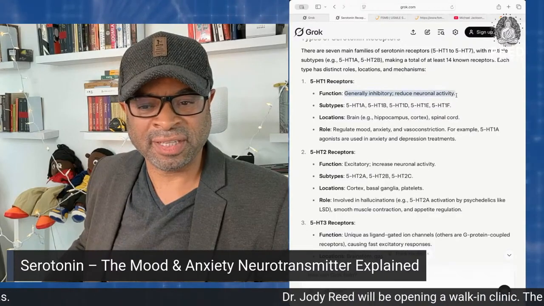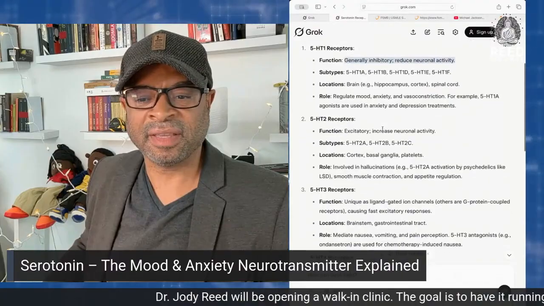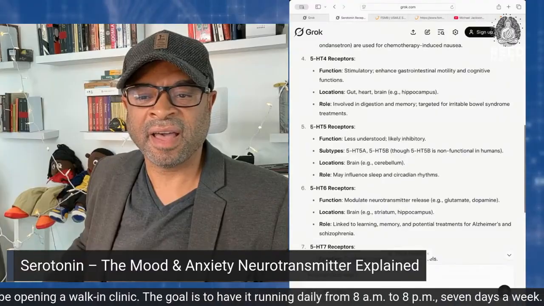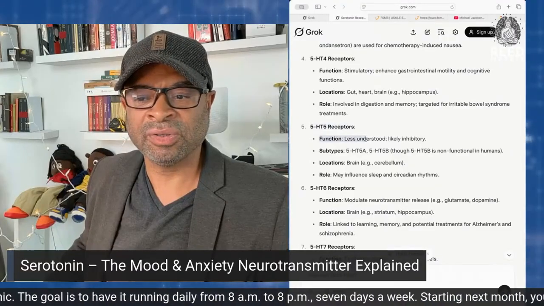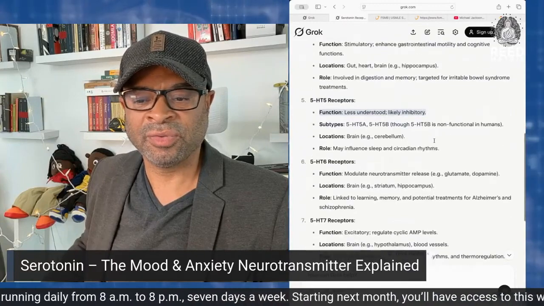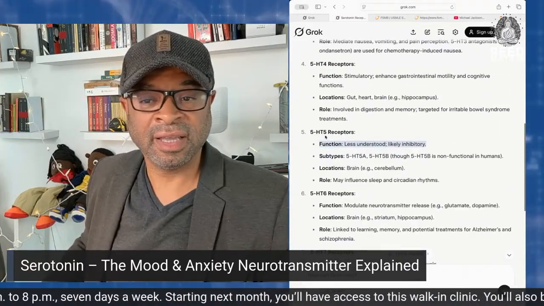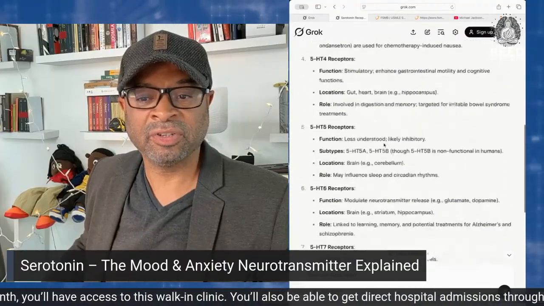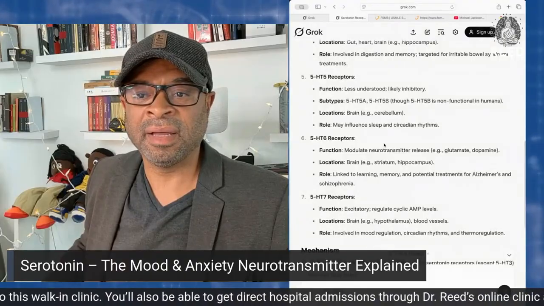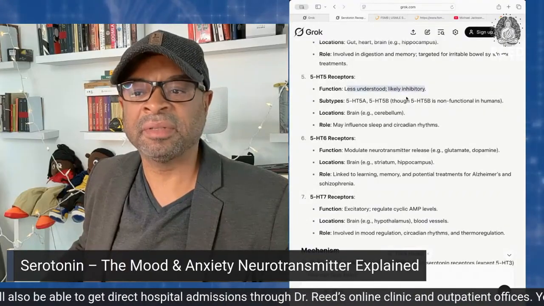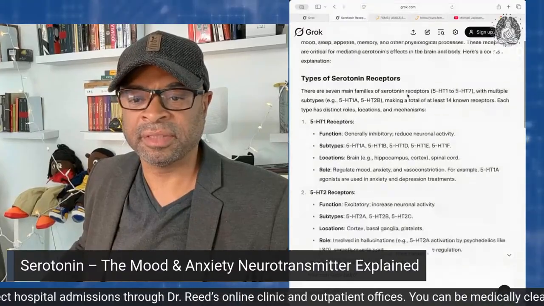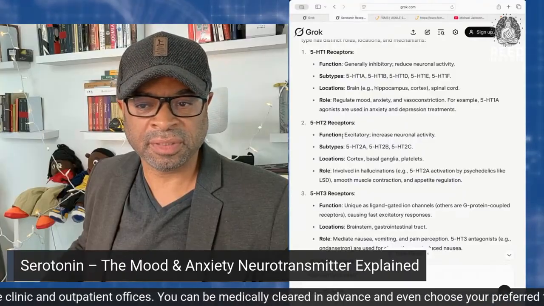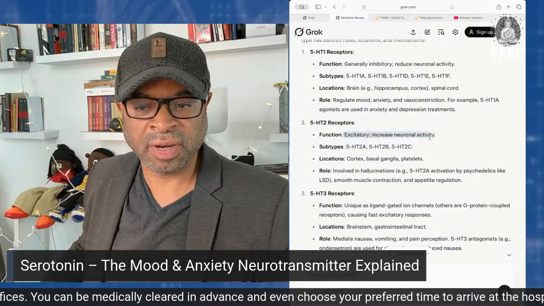They reduce neuronal activity. Look at this one, the 5-HT5 receptors, which are also inhibitory. So the inhibitory receptors, if I remember correctly, are 5-HT1 and 5. These all decrease neuronal activity. The other one is less understood, but likely inhibitory. Now the 5-HT2 and the other receptors are excitatory, increasing neuronal activity.